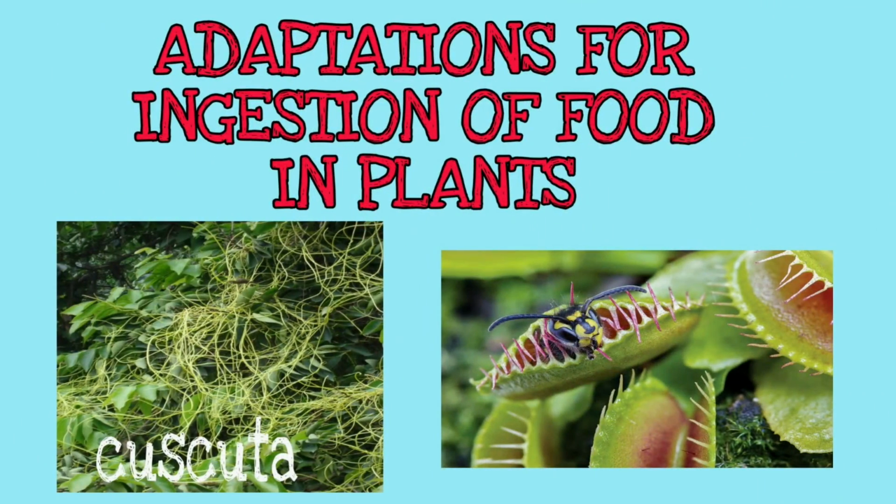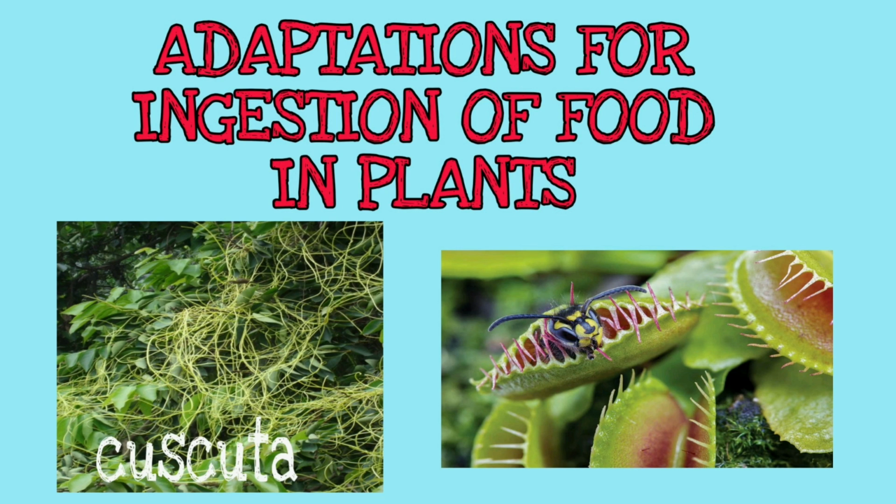Next is adaptation for ingestion of food in plants. Ingestion of food means to take in food. Now, most plants are autotrophic, that means they can prepare their own food. But some plants, like Cuscuta, are parasitic. That means they depend on somebody else. Now, if you see the Cuscuta plant, it does not have leaves and therefore it cannot prepare its own food. It has roots which take the nutrition from the other plant, which is called the host plant.